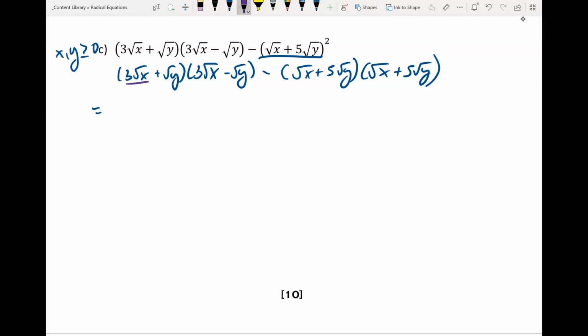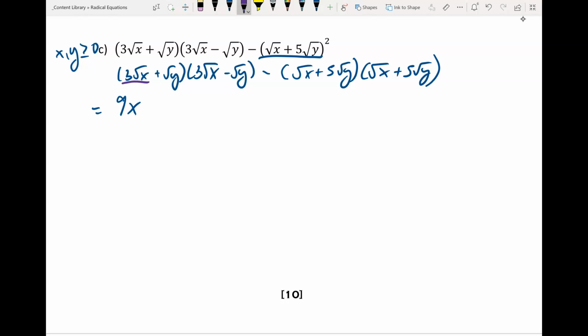We're going to do 3 root x multiplied by 3 root x first. 3 times 3 is 9. Root x times root x is just x. So I'm doing a shortcut now that I know that if I take root x times root x, I'm just going to get back x, because that's the root of x squared. Just as a shortcut now.